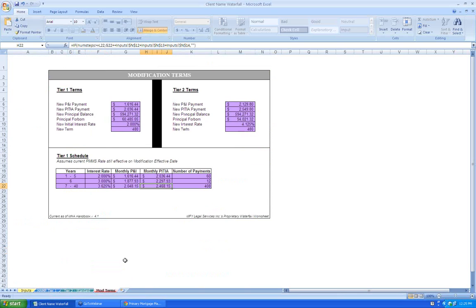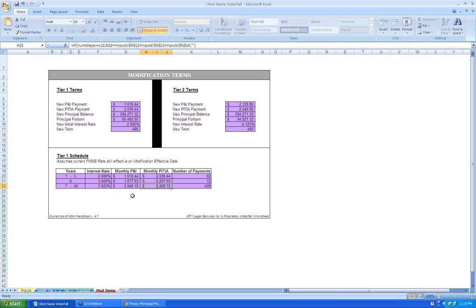we can see sort of a detailed breakdown of what their modification terms would be under both of these waterfalls. So the new payments are built from the Tier 1 waterfall. This is their capitalized UPB. This is the amount of principal forbearance they require. Their interest rate dropped down to 2% initially, and they have a 480-month term.